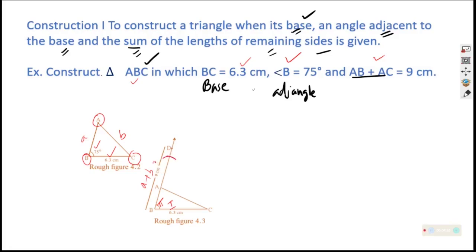For that, we have already drawn the side, and we'll mark with the help of a compass 9 centimeter, and that will be sufficient. So from there you will draw a line to C, and that will do in the construction. Now that line will again help you to create a hanger.